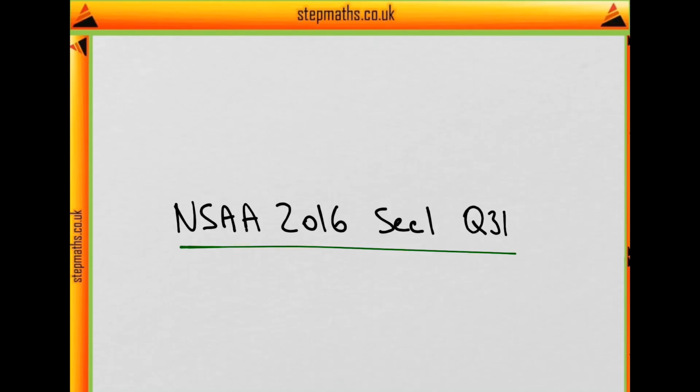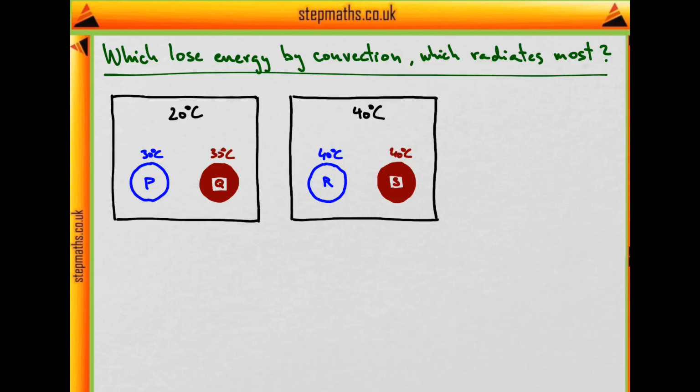In this video, we'll look at question 31 from the 2016 exam. In this question, we have 4 metal solid balls P, Q, R, and S. So 2 of them are in a room at 20 degrees, and the other 2 are in a room which is heated to 40 degrees. You can see the temperatures of the individual balls, 30, 30, 40, and 40.